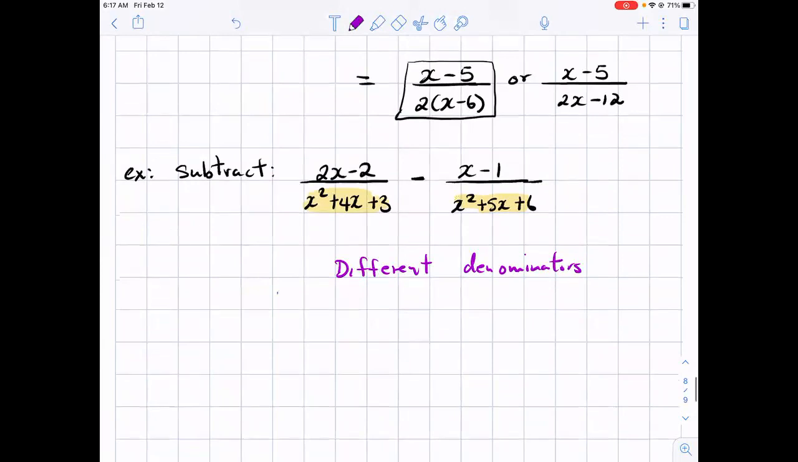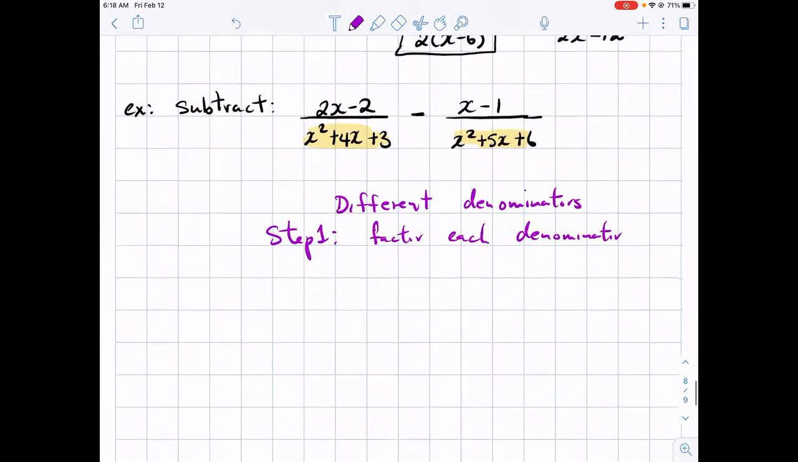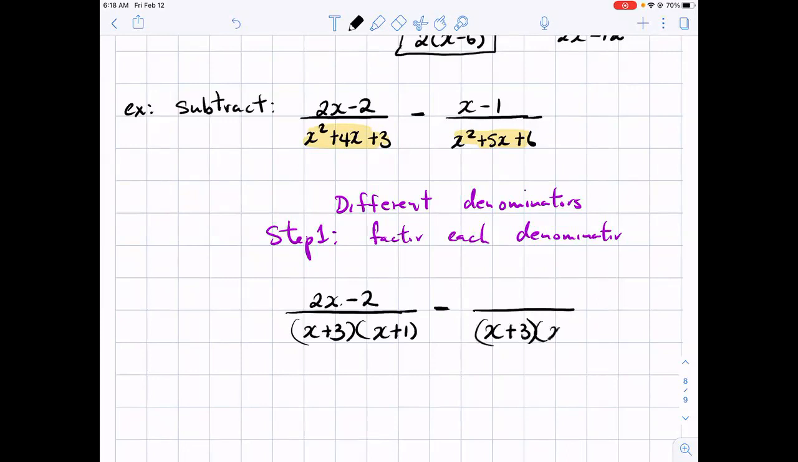We'll start step 1, factor each denominator. Okay. If we do that, we have 2x minus 2 over x plus 3 times x plus 1, minus, if we factor the second denominator, we have x plus 3 times x plus 2.